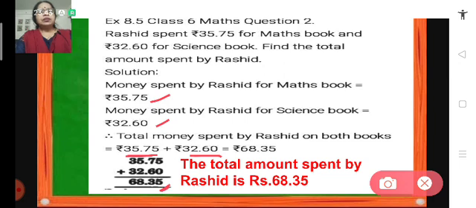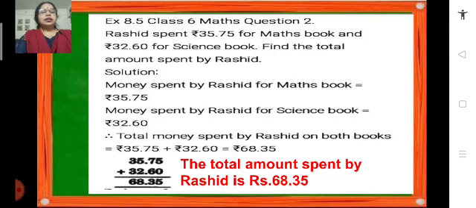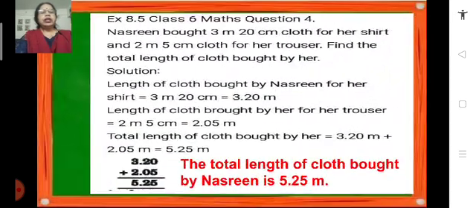7 plus 6 becomes 13. We carry over 1 here to the ones place. Then 5 plus 2 plus 1 becomes 8. Then in the tens place we have 3 plus 3, so it becomes 6. So what is the total amount that Rashid spends on both the books? It is rupees 68.35. Next question.